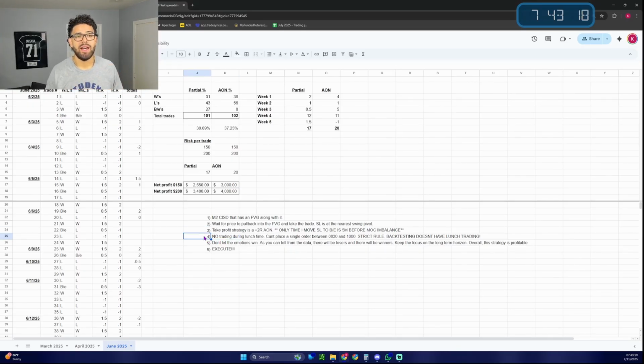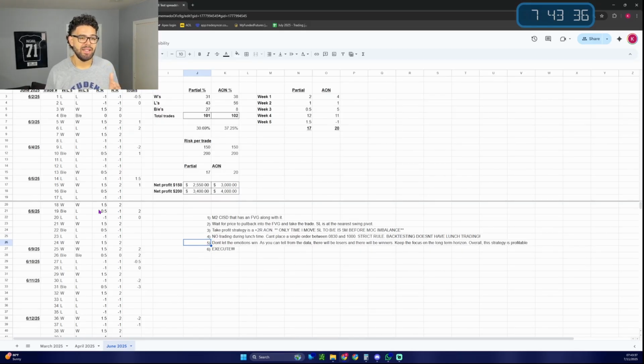None of the data that I have here on this spreadsheet took a single trade during lunchtime, 8:30 through 10. There were times I was in a trade during those times, but I never initiated or started a trade from 8:30 to 10. Number 5, guys, pretty simple. Don't let the emotions win.